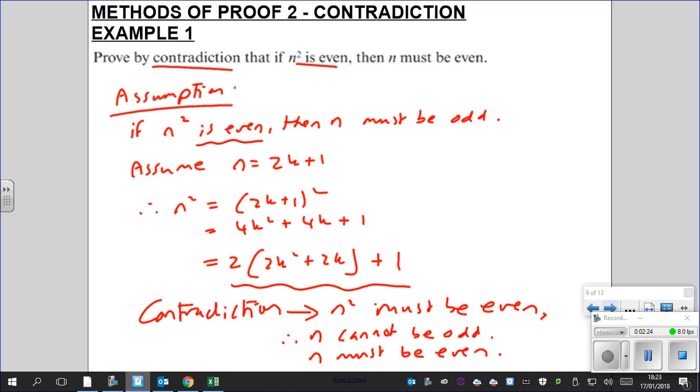So you always start with an assumption. You then state the opposite of what they're saying is happening. That's your contradiction. And you'll see that it's impossible. And then you close with a final statement.